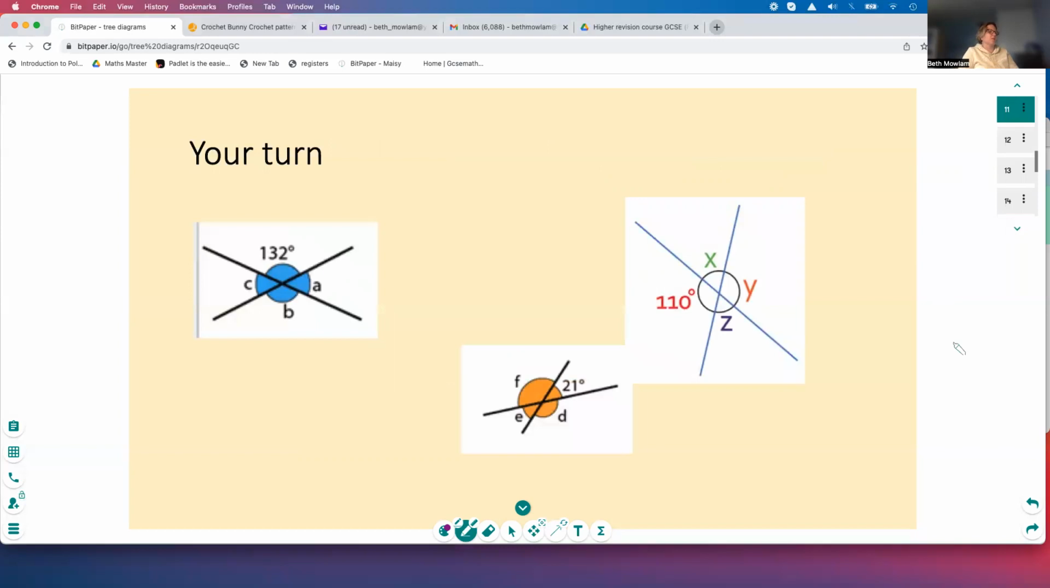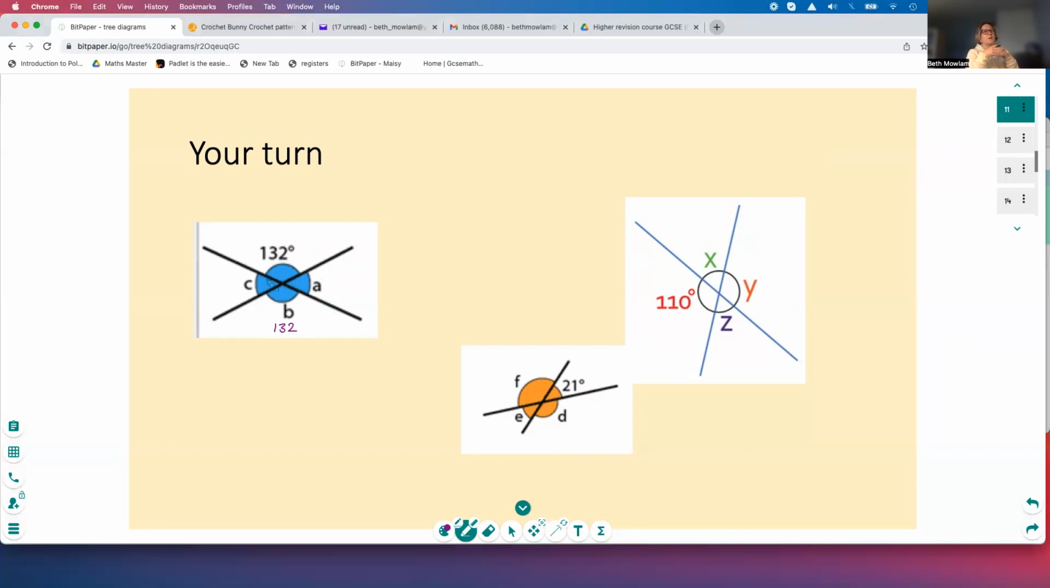So you might get some questions like this. With two lines crossing, you only need to know one of the angles to work out the others. So first one here, 132 degrees. Well, B will also be 132 degrees because it's opposite. We also know that A and C are the same. So we've got two choices here.